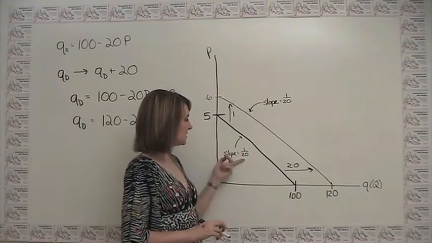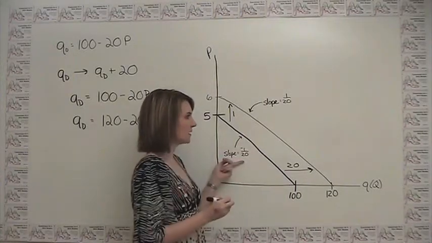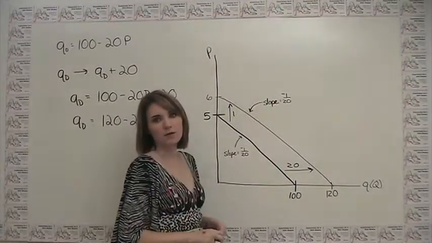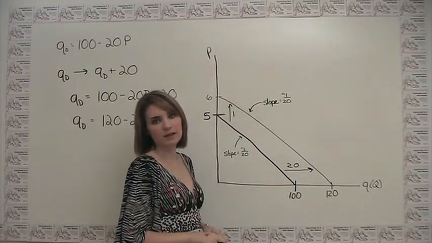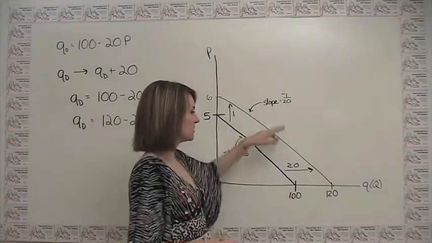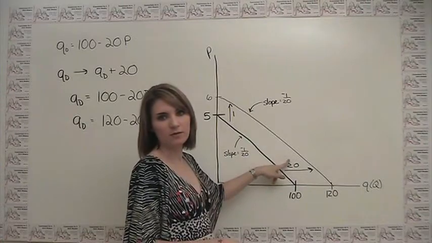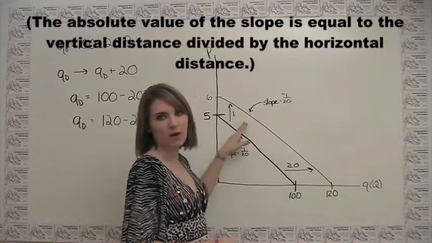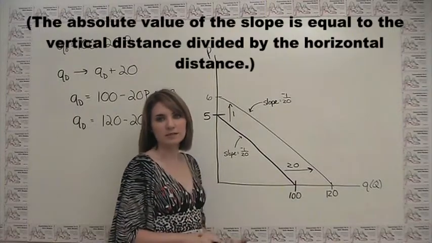Therefore, if we said that the old demand curve had a slope of negative 1 over 20, the new demand curve also has a slope of negative 1 over 20. Notice that this slope is actually related to the ratio of the horizontal versus the vertical distance, because they are also off by a factor of 20.